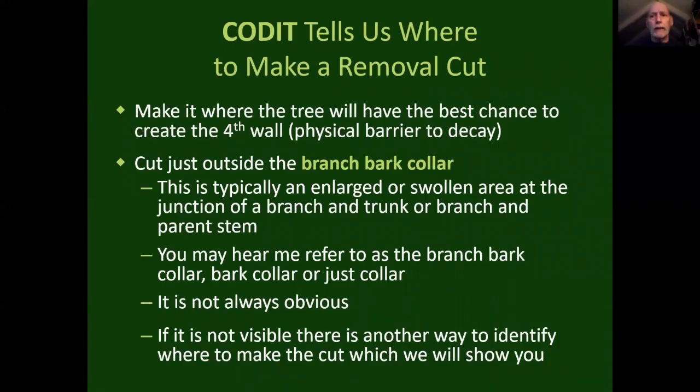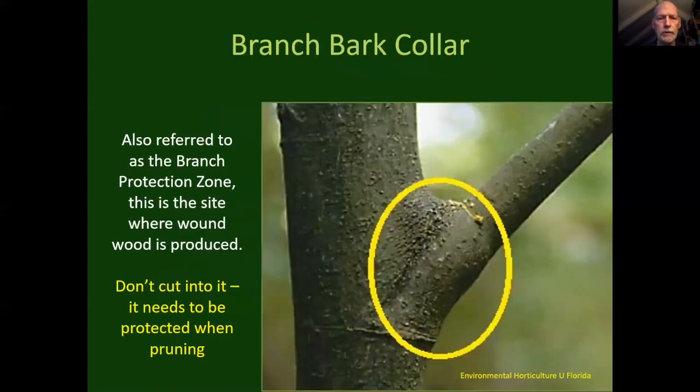All right. So what? I guess is the question here. What is the significance of the collar? Well, it tells us where to make our removal cuts. When we're going to cut a branch off in its entirety, it tells us where to make the cut. And you're going to make it where the tree is going to have the best chance of creating that fourth wall, that wound wood creation area. And it's just outside a feature called the branch bark collar, which is easier just to show.